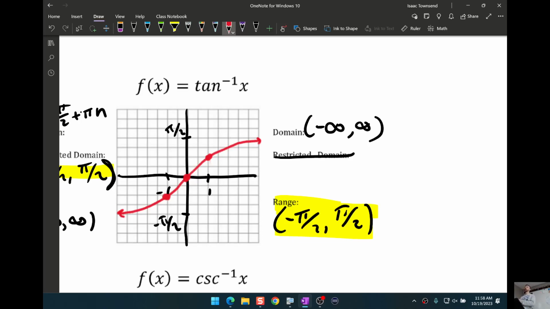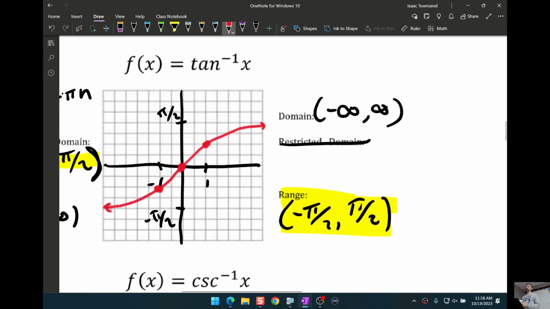So all of that is good to know, but the important part is highlighted. If you don't know the range of inverse tangent once we get to our next test, then it will be very hard to do well.